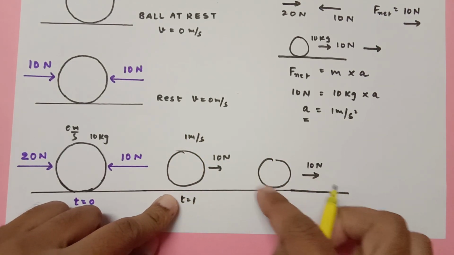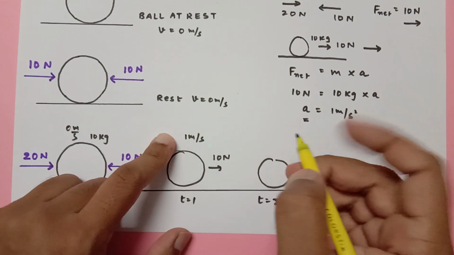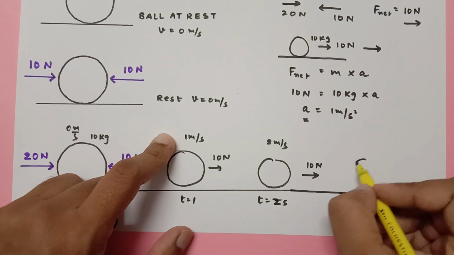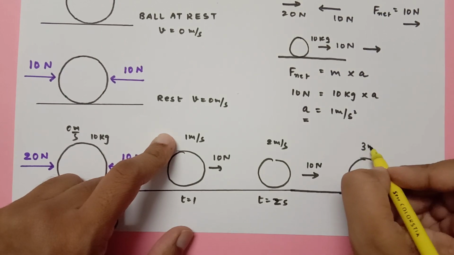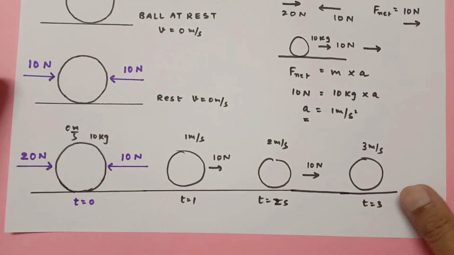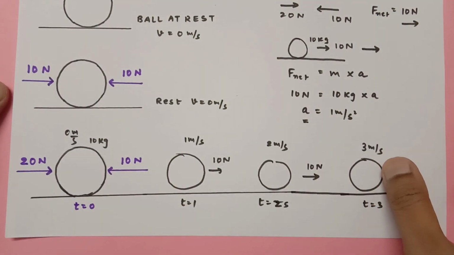So again after 1 second, the speed of the ball will increase by 1 meter per second, so it will be 2 meter per second. Again after 1 second, the speed of the ball will increase by 1 meter per second, so it will be 3 meter per second, and so on. So this is what is going to happen.